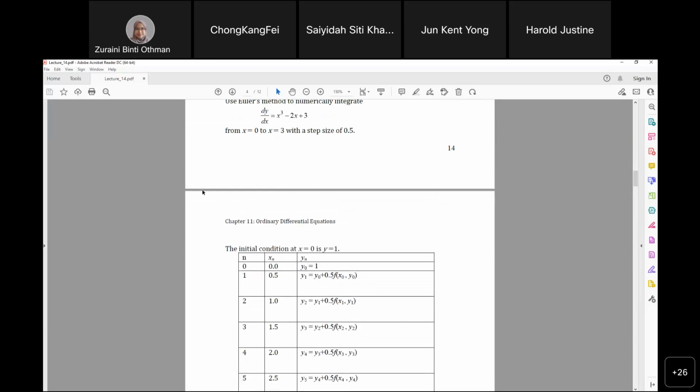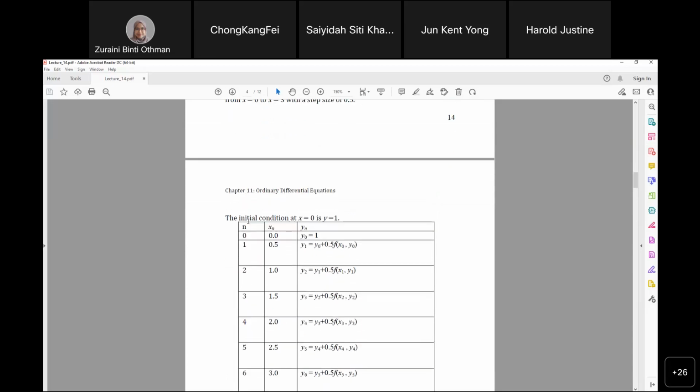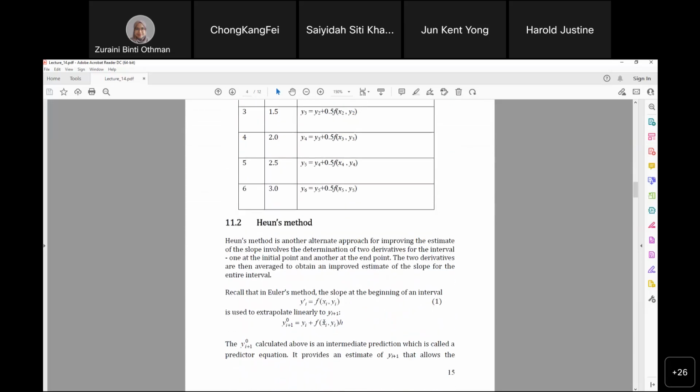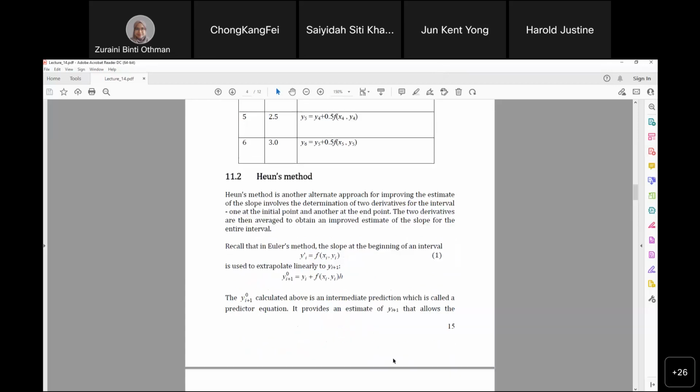Euler method. Okay, try to answer Euler method here. Then this is Heun's method. Actually, Heun's method is improved from Euler method. Okay, dia guna Euler method dekat sini, dekat y0 i plus 1 ni dia guna rumus Euler method. But here, they do some modification to find yi plus 1.